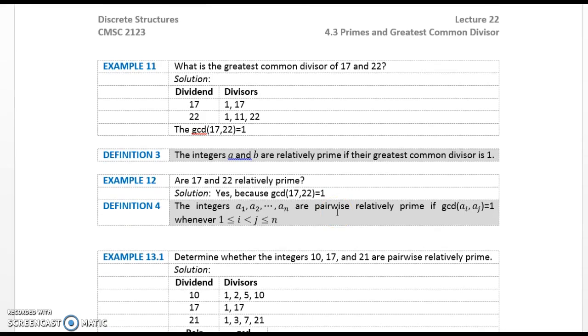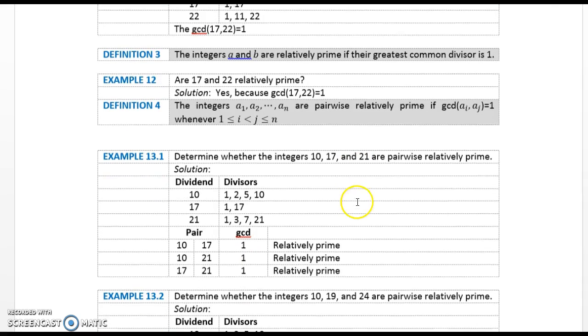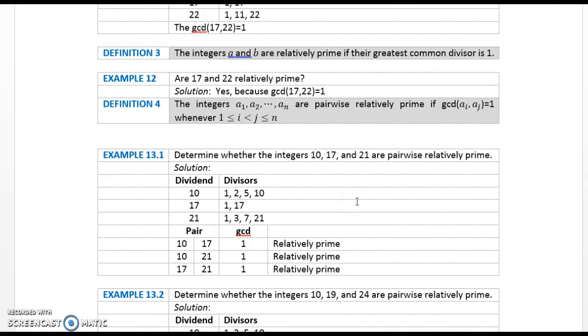Example 11. What is the greatest common divisor of 17 and 22? Well, 17 is prime, so the only divisors it has are 1 and 17. And 22 is not prime, and its divisors are 1, 2, 11, and 22. So the greatest common divisor of 17 and 22 is 1. Definition 3. The integers a and b are relatively prime if their greatest common divisor is 1. Example 12. Are 17 and 22 relatively prime? Yes, because the greatest common divisor of 17 and 22 is 1.